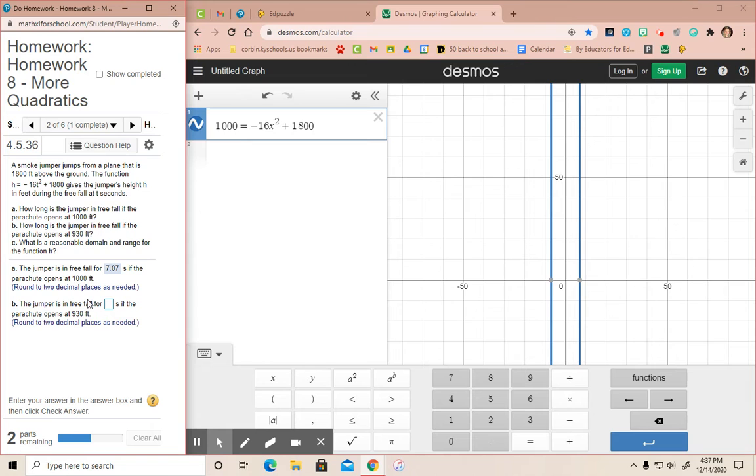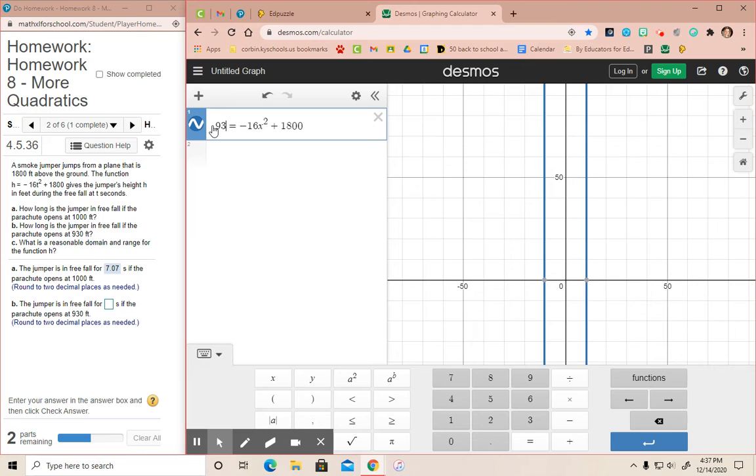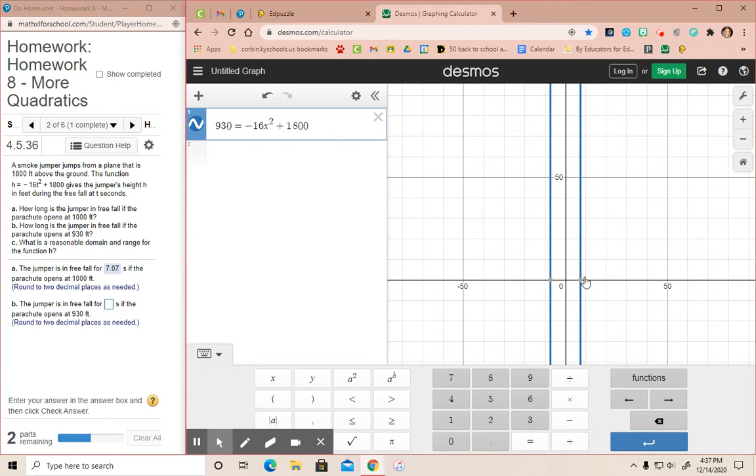All right, it asks us the same thing if the parachute opens at 930. So we're going to change that 1,000 to 930 and see what we get.